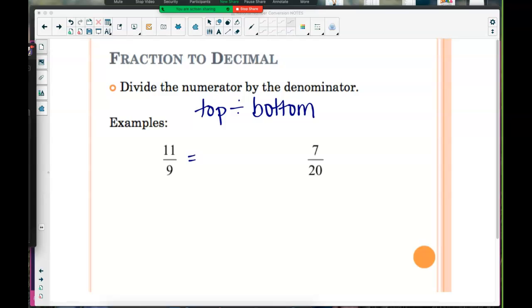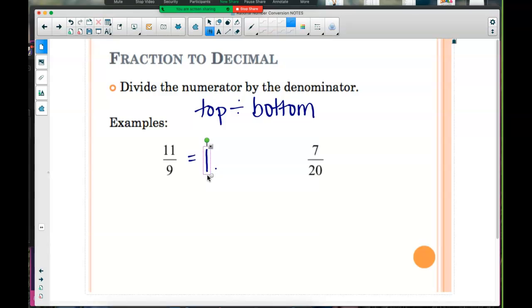So when you do 11 divided by 9, you should get 1 point. My board is being slow. 2, 2, 2, 2, 2, 2, 2, 2. So it's repeating. 1.2 repeating. Okay, that's what you would write as your answer.